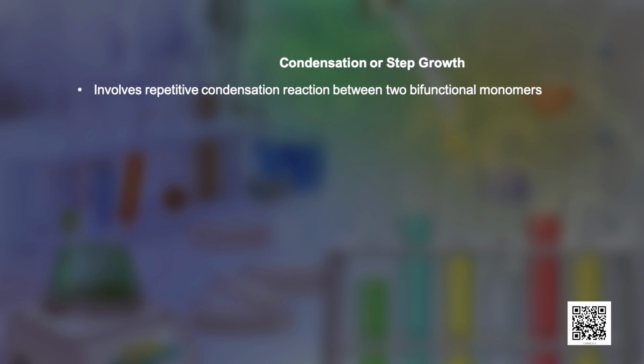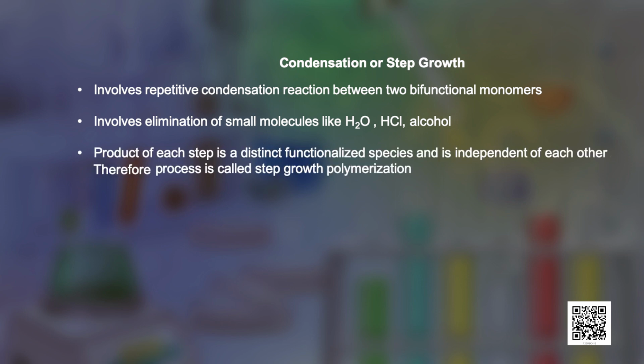While condensation or step growth polymerization generally involves a repetitive condensation reaction between two bifunctional monomers. These polymerization reactions may result in the loss of some simple molecules such as water or alcohol, and lead to the formation of high molecular mass condensation polymers. In these reactions, the product of each step is again a bifunctional species and the sequence of condensation goes on.